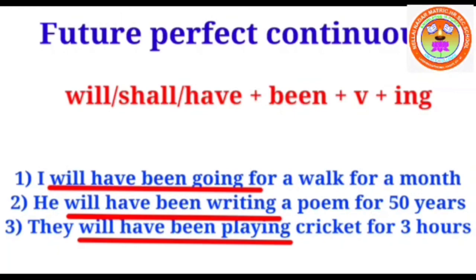They will have been playing cricket for 3 hours. Look at the verb will have been playing. Will have is future, been is perfect, playing is in the ing form. So continuous, future perfect continuous.